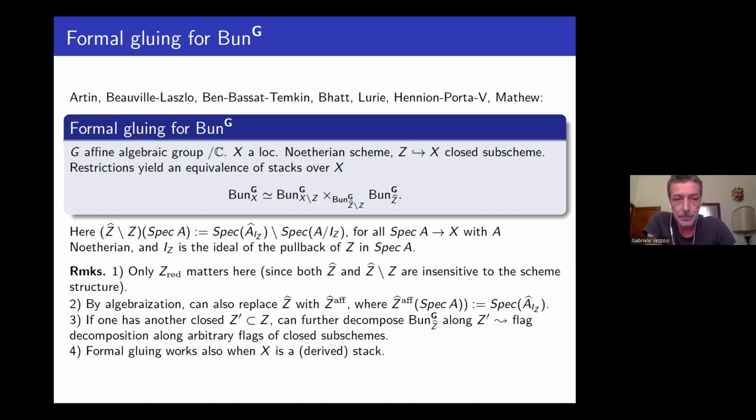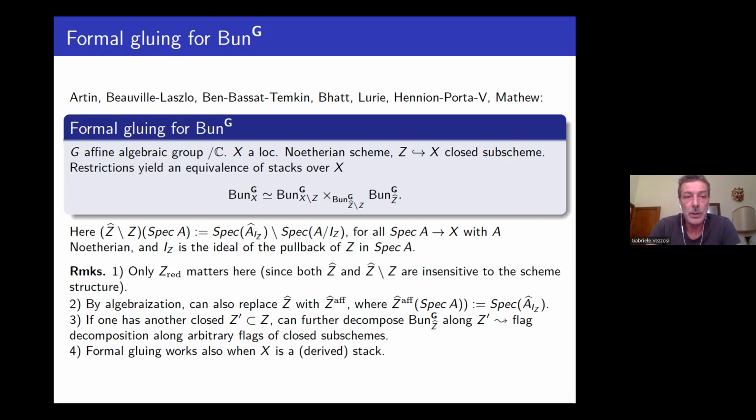But beware that the punctured formal neighborhood of Z, Z hat minus Z, has to be defined properly, because if you take Z hat as a formal scheme, then Z hat minus Z is empty, so it doesn't make sense. So one way out is to consider the affinization of this. We say that Z hat minus Z applied to some Spec A is just Spec, not formal spectrum, of the formal completion of A at the ideal I_Z, minus the closed Z, which is Spec A mod I_Z.